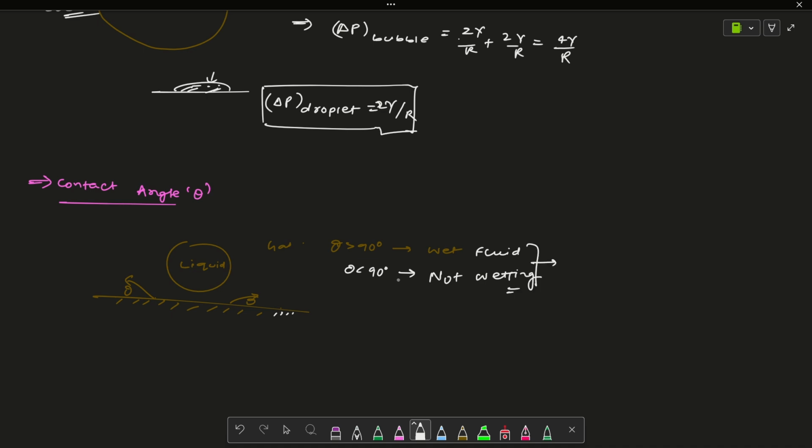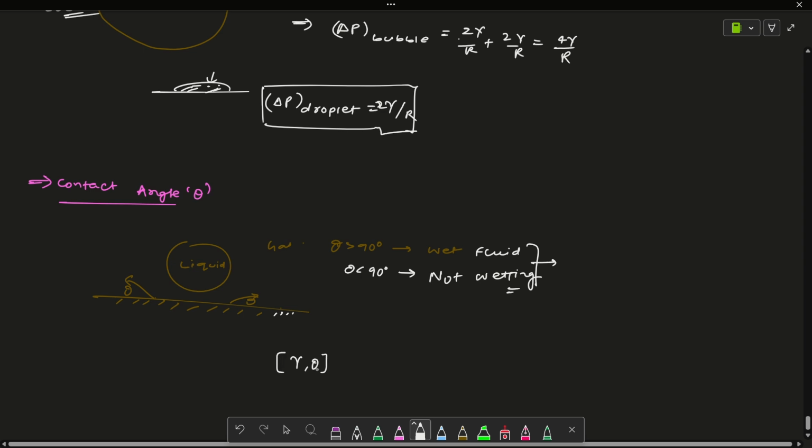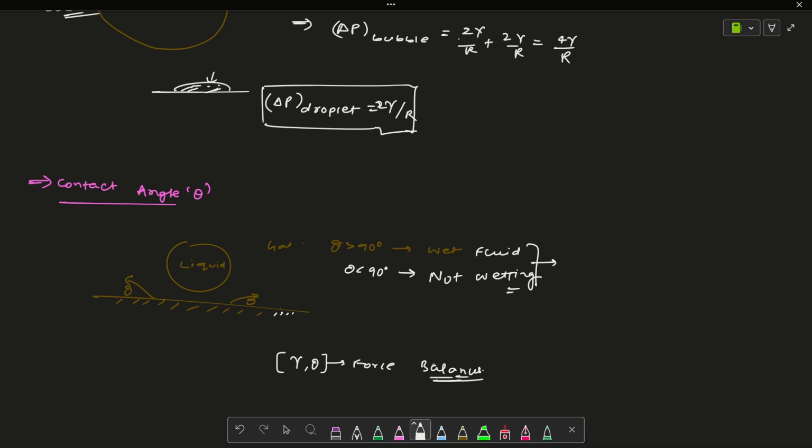So this is important, it could be asked in objective questions for 1 mark and 2 marks. And we will have to deal with both gamma and theta when we do the force balancing. In this course we are not going to deal with these water droplet things. Maybe we will discuss some small problems, but we are not going to discuss it explicitly in this course.